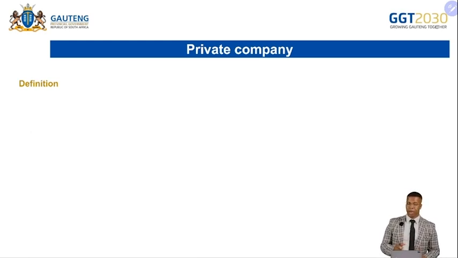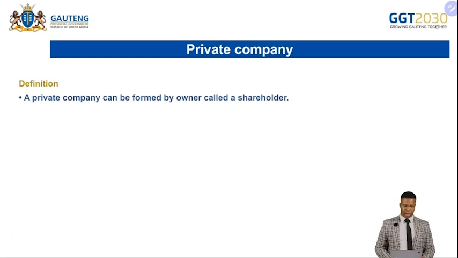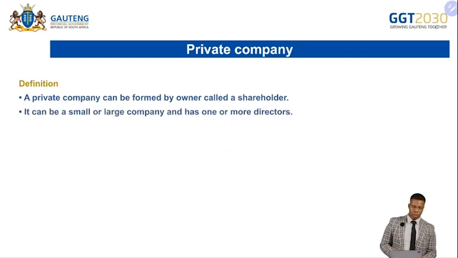The first type of profit company is your private company. Now, how do you define a private company? A private company can be formed by an owner who is called a shareholder, and it can be a small or a large company which has one or more directors. Remember, directors are individuals who will be running the company on a day-to-day basis on behalf of the shareholders.